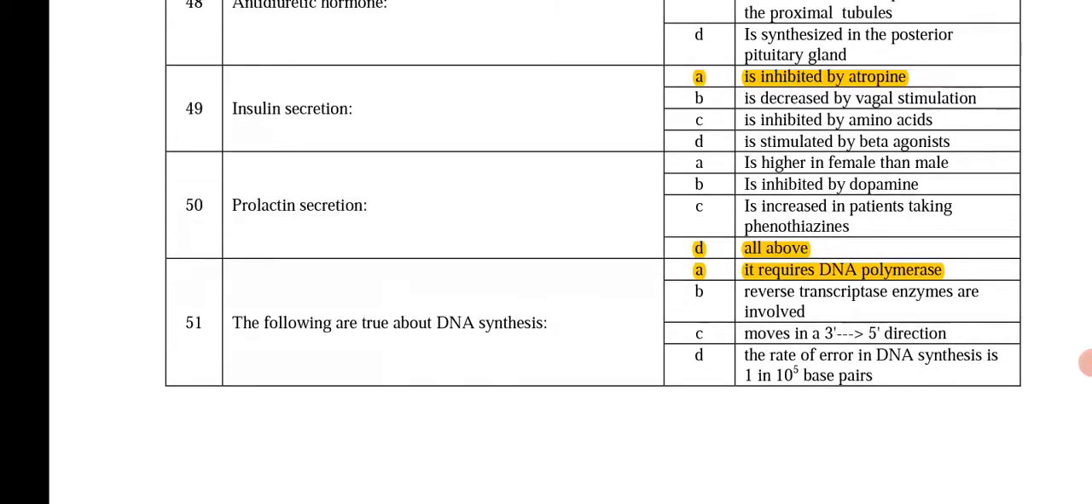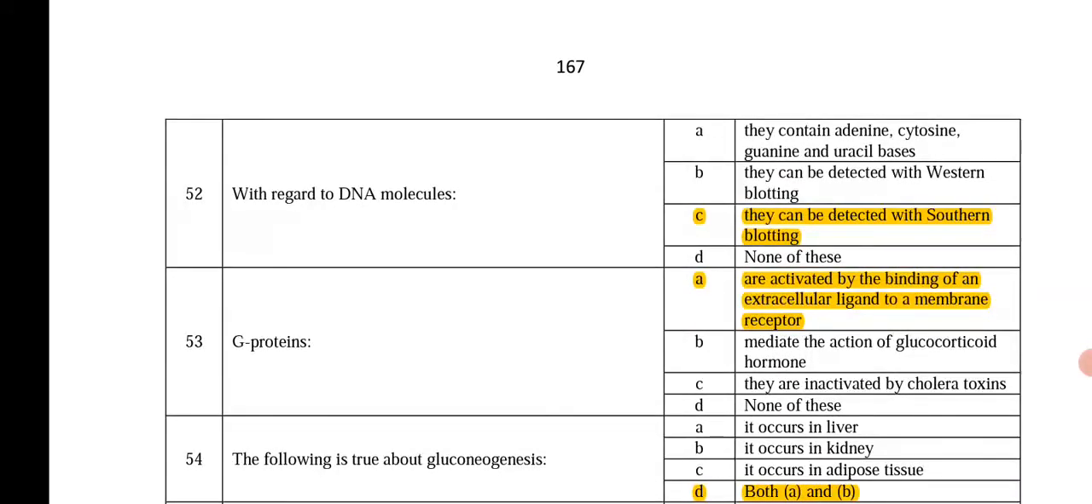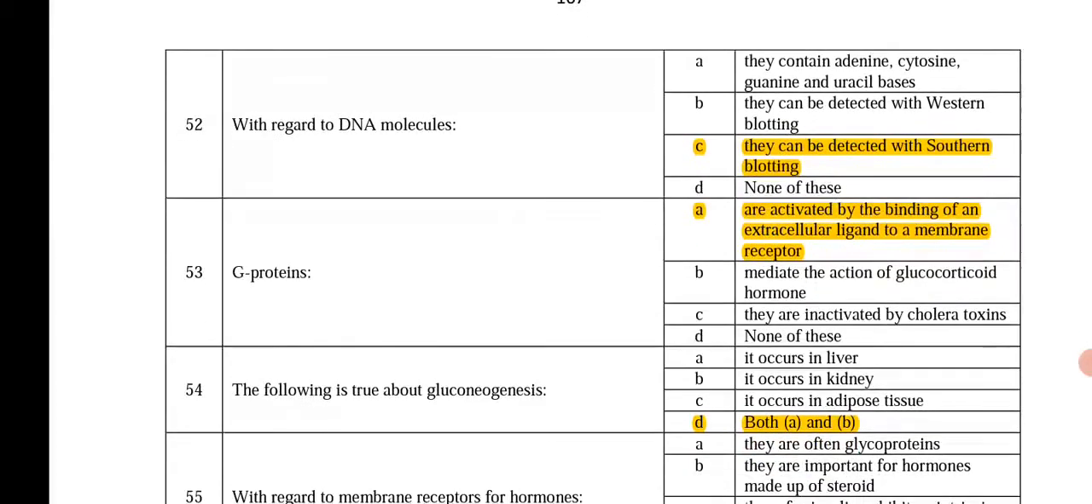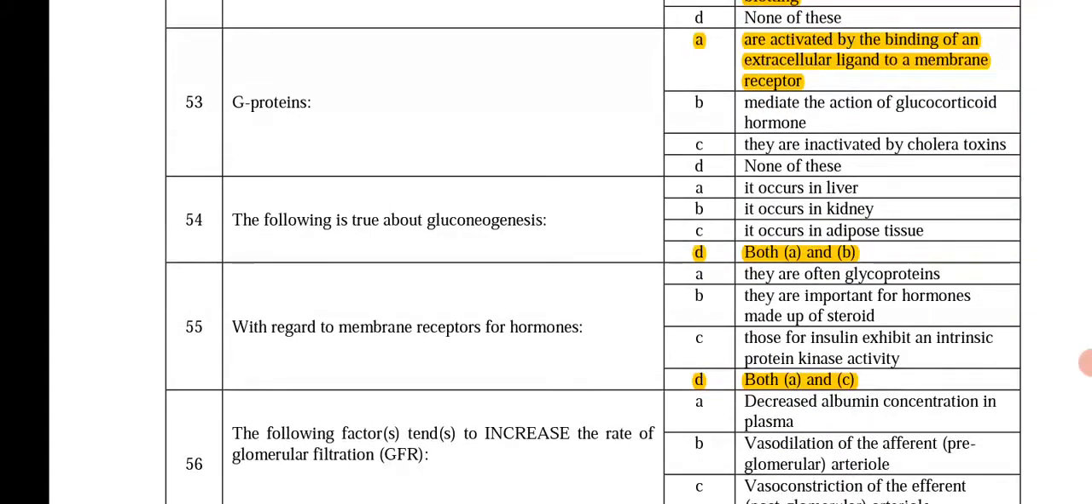The following are true about DNA synthesis. It requires DNA polymerase, and DNA molecules can be detected with Southern blotting. G proteins are activated by binding of an extracellular ligand to a protein receptor. The following is true about gluconeogenesis, both A and B: it occurs in the liver and it occurs in the kidney. With regard to membrane receptors for hormones, both A and B: they are often glycoproteins, and they are important for hormones made up of steroids.